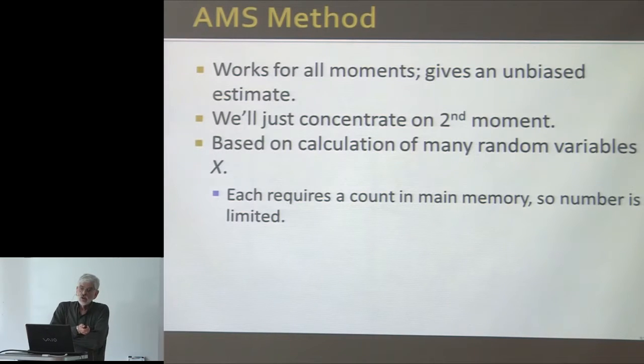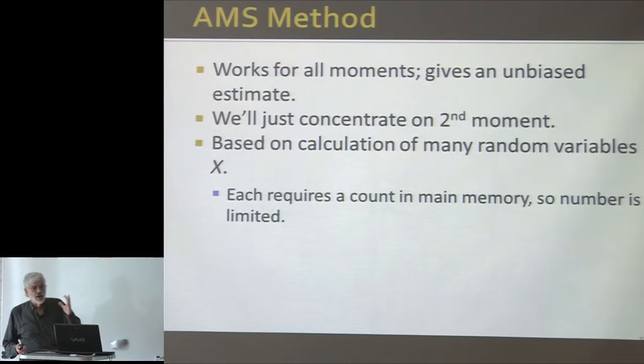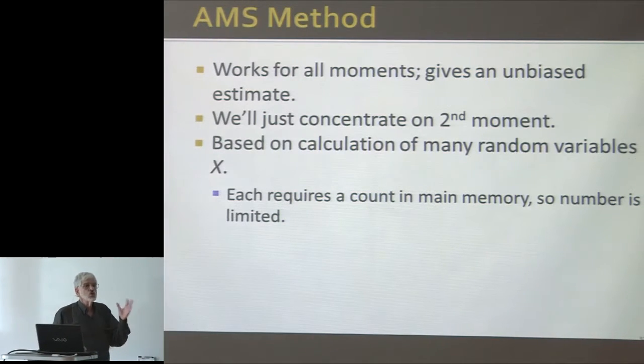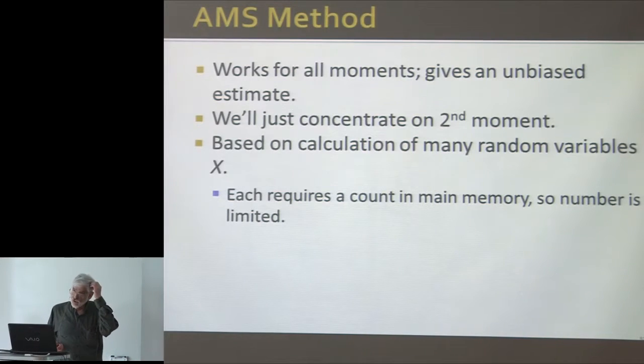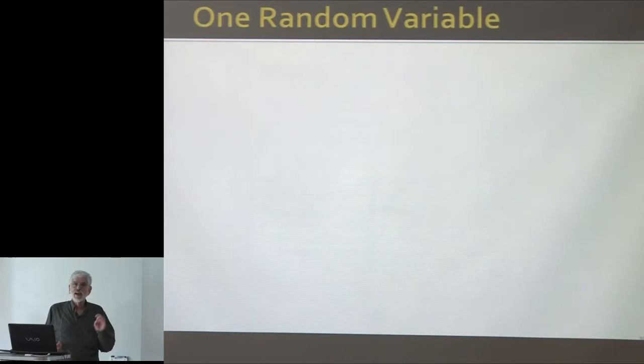Each variable requires that I count something in main memory, and also, by the way, record. It's also going to be associated with a stream element. So x is really a stream element and an integer, which is the count of the number of times that integer has occurred under certain circumstances, which I'll describe.